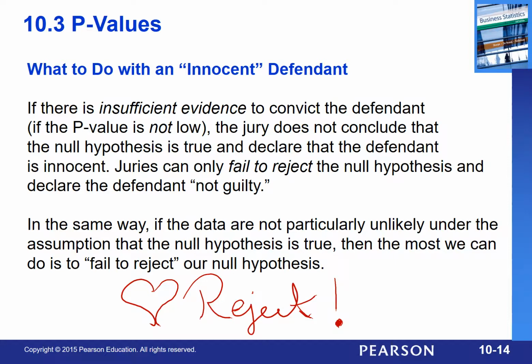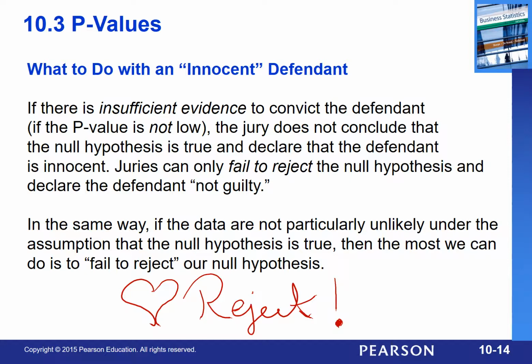So what do you do with an innocent defendant? Or what do I do when I have a defendant who is definitely true, but I can't really prove that they're not untrue? Well, if there's insufficient evidence to convict a defendant, the jury does not conclude the null hypothesis is true. They fail to declare that the defendant is innocent. In other words, the jury can only really fail to reject, just like we said earlier. So then we declare it not guilty.